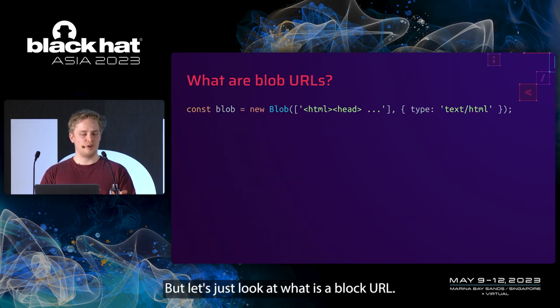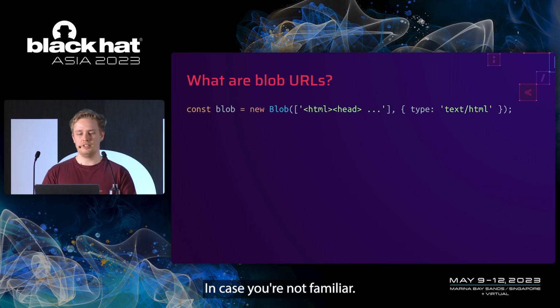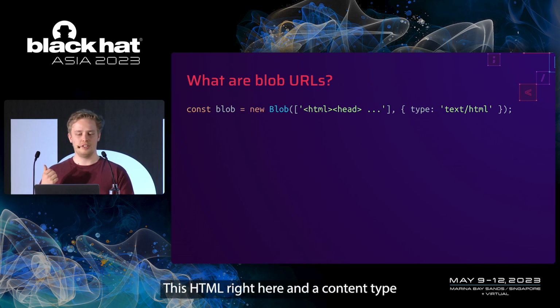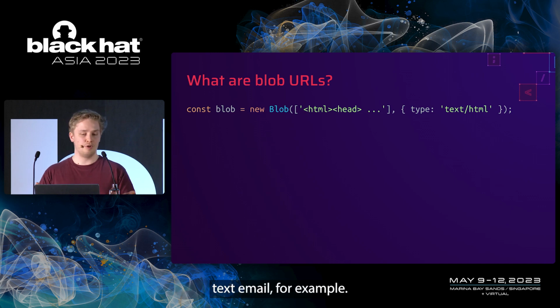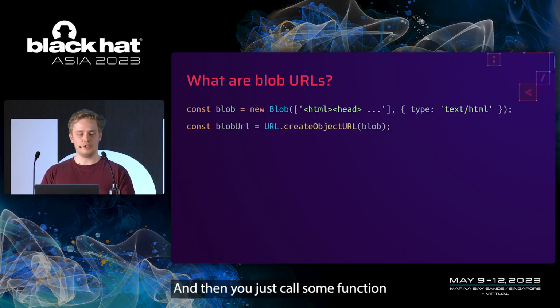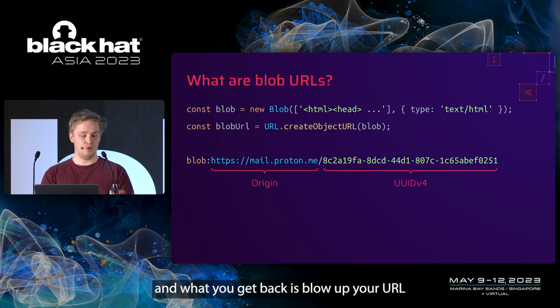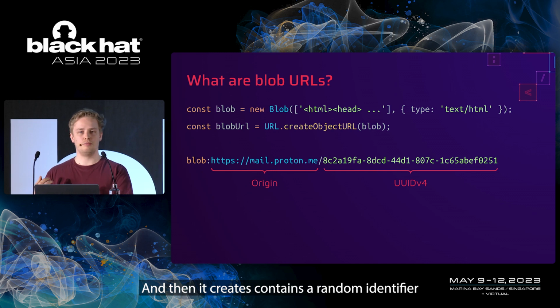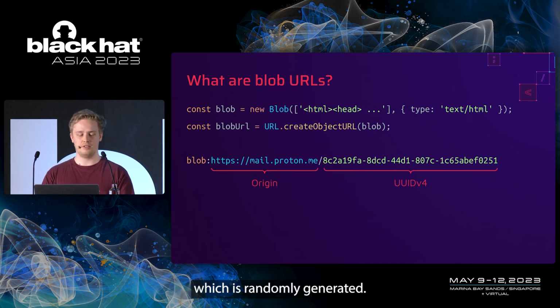But let's just look at what is a blob URL, in case you're not familiar. So a blob URL is a thing you can create from JavaScript within a browser, and you give it some content, this HTML right here, and a content type, text/html, for example, and then you just call some function, and what you get back is a blob URL. And it looks like this. And as you can see, it contains an origin, which is the origin of the page that created it. And then it contains a random identifier, which is randomly generated.